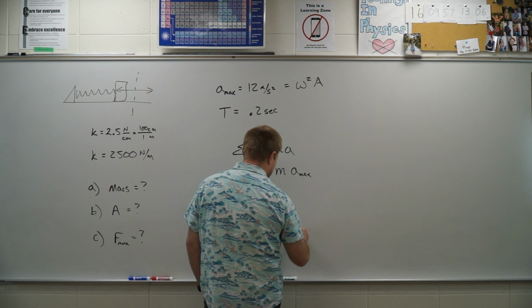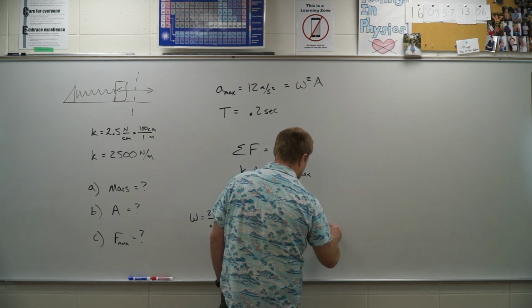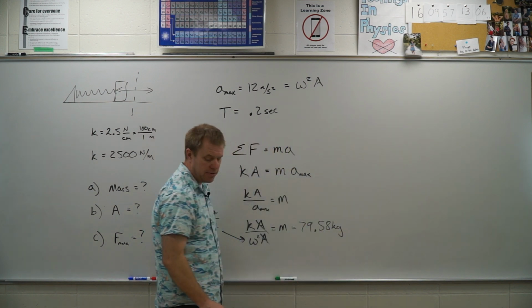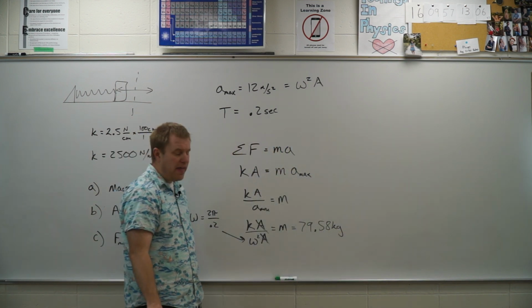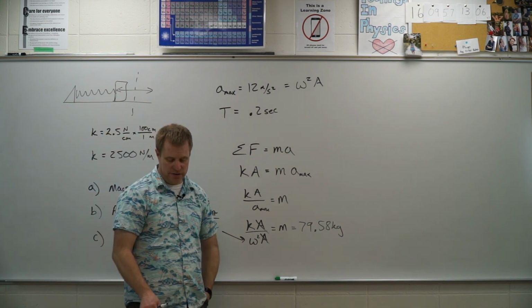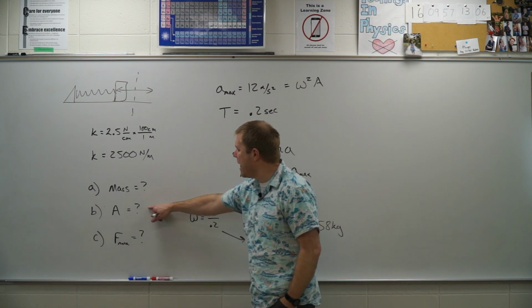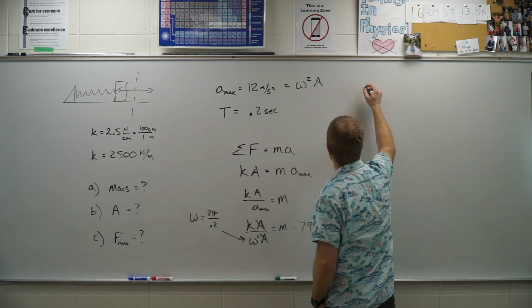gives me a mass of 79.58 kilograms. So this is a large mass bouncing around on there. That's simply because this is a 2500 newton per meter spring, so it can handle bouncing that around. Part B wants me to find that amplitude, so that's where I'm just going to go ahead and do this step here.